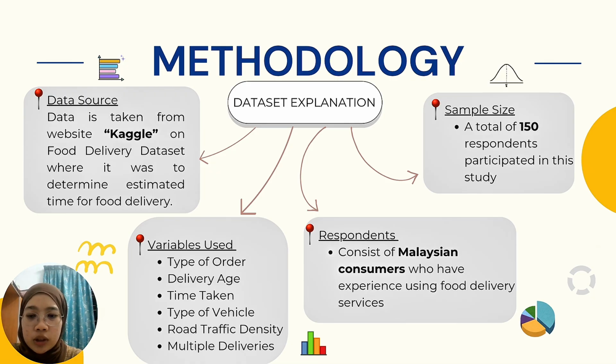So this dataset focuses on food delivery services in Malaysia, and it was collected to analyze factors affecting the food delivery time. This dataset consists of 150 respondents from Malaysia who experience using these food delivery services. We also selected this dataset because it provides very sufficient information for our analysis. In this study, we analyze 6 variables, which are type of order, delivery age, time taken, type of vehicle, road traffic density, and also multiple deliveries.